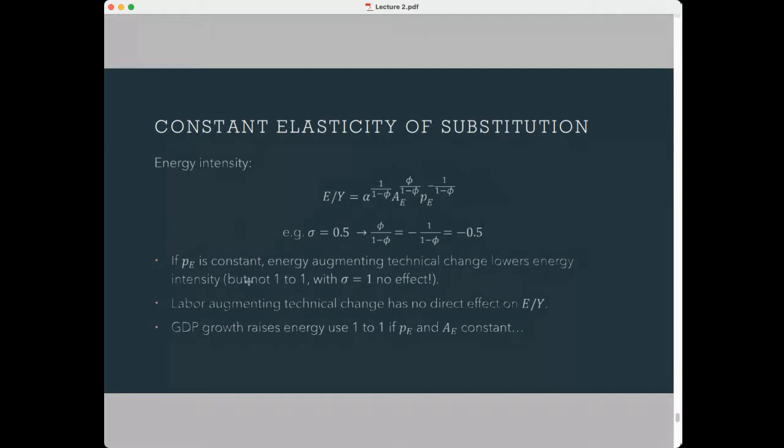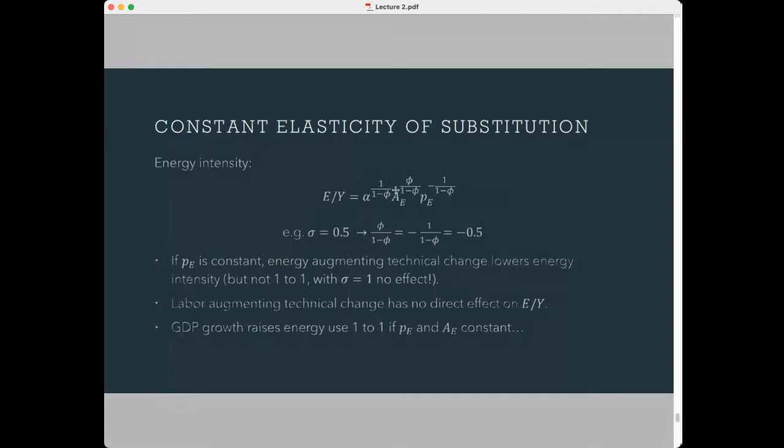If the price of energy is constant, energy augmenting technical change does lower energy intensity, but not one-to-one. If you have a Cobb-Douglas function, sigma equals 1, there's no effect of energy efficiency on energy intensity. So this, the most common production function used in economics, would have 100% rebound in this simple model. So the smaller the elasticity of substitution, the smaller the rebound. The larger it is, the larger the rebound. So the more substitutability there is, the less energy efficiency changes translate into energy intensity gains. Labor augmenting technical change, on the other hand, has no effect on energy intensity here. It doesn't appear in this equation.